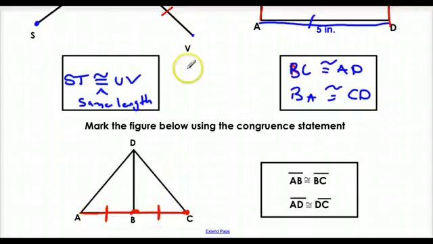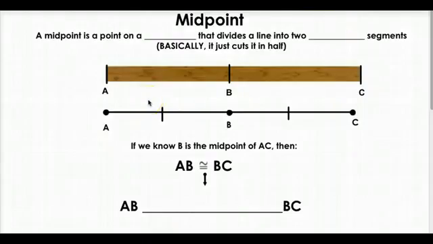I also know that AD is congruent to DC. So AD, which is up here, is congruent to DC, which is over here. And I just put these two markings now because I know these two are congruent. And that's it. So let's move on to a midpoint.